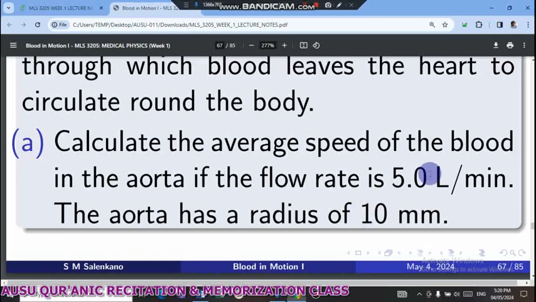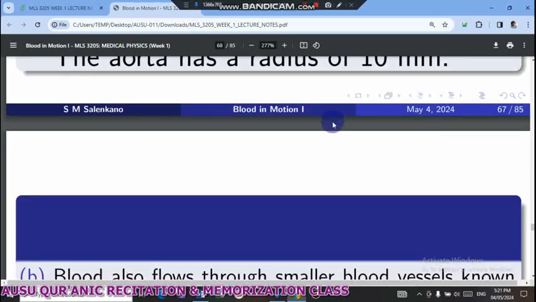And then this is our flow rate, but the flow rate is not in meter cubed per second, it's in liters per minute. So we will change this to meter cubed per second, and then we now use the flow rate equation to get the speed we are asked to find.